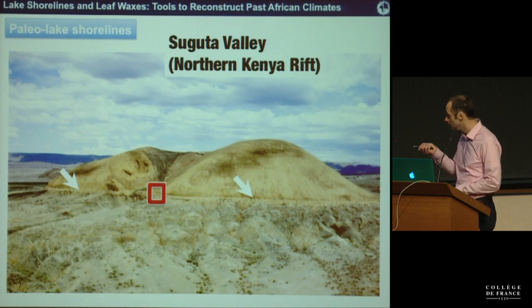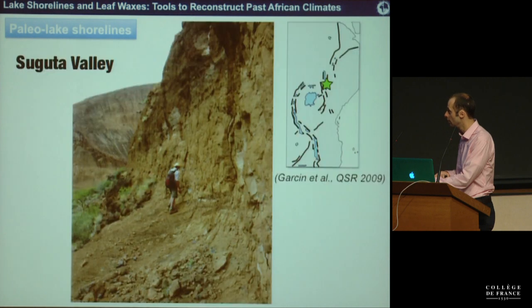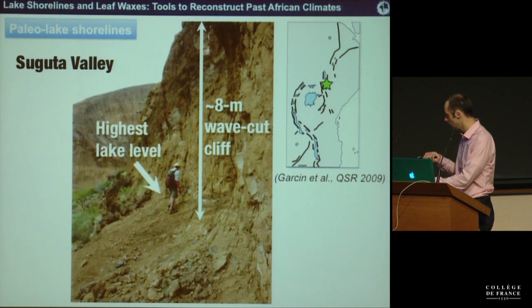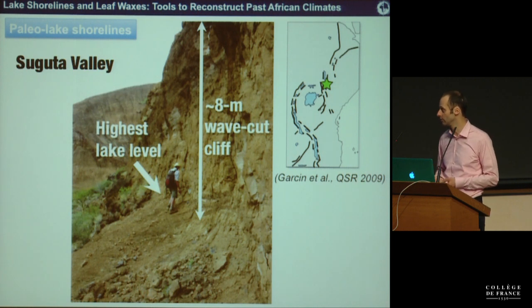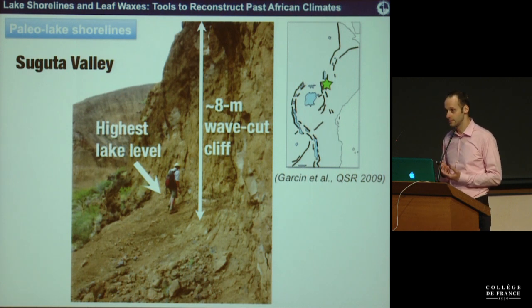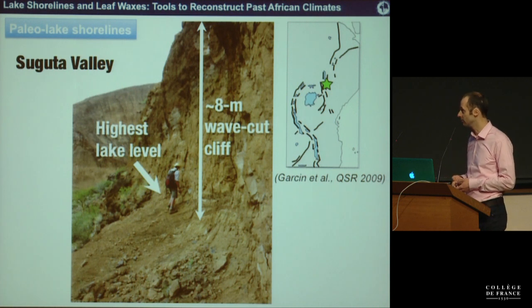Now we go into detail in this area to see what this shoreline looks like. You have an 8-meter wave-cut cliff, and here you have the level of the highest water level. We dated this shoreline, and it is around 8,000 years old. This is striking because today this area is very dry. In fact, it's just covered by a salty puddle. There is almost no permanent lake. But 8,000 years ago, there was a 300-meter-high lake. So completely different climatic conditions.